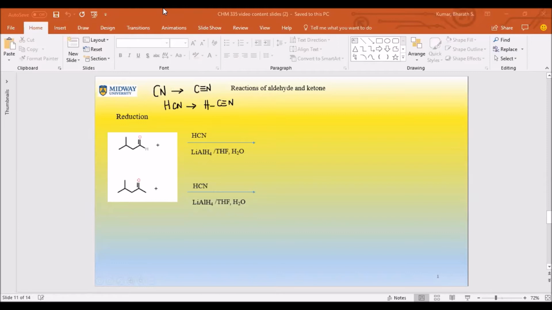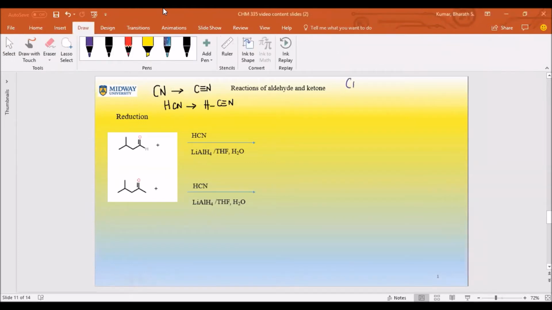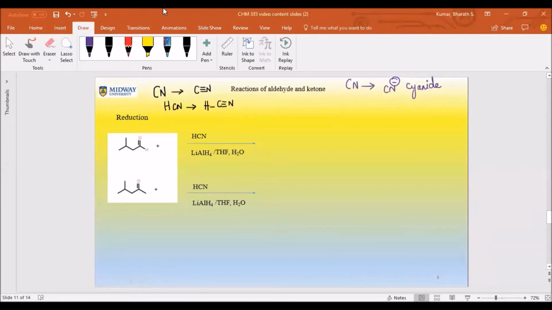Okay, now let's take some introductory knowledge on CN. CN is nothing but cyanide. When CN is in its negative form, in its ionic state, it's called cyanide. HCN is hydrogen cyanide, it's just the way it's written. Now, CN minus is a moderately strong base, and when it reacts with a carbonyl, such as an aldehyde or a ketone, it produces different products, and that's what we're going to look at here.